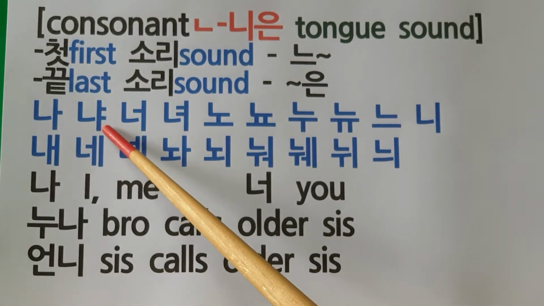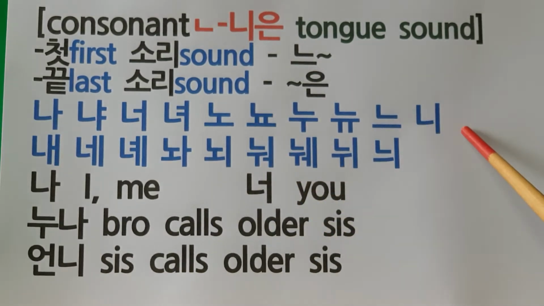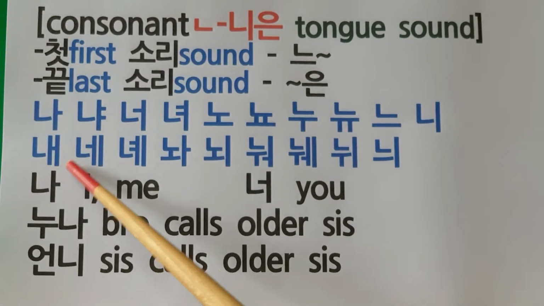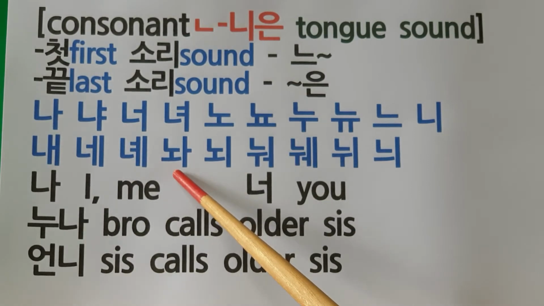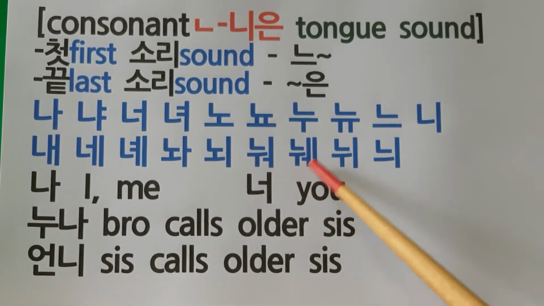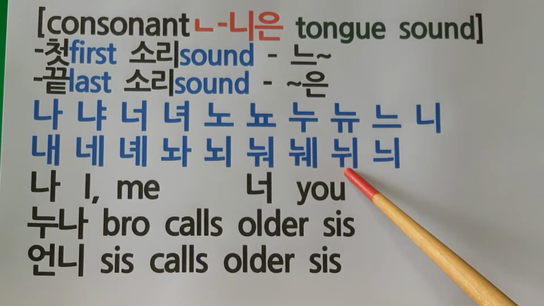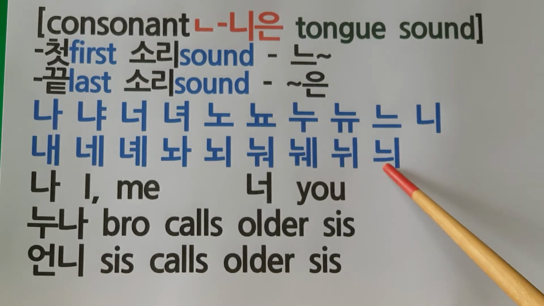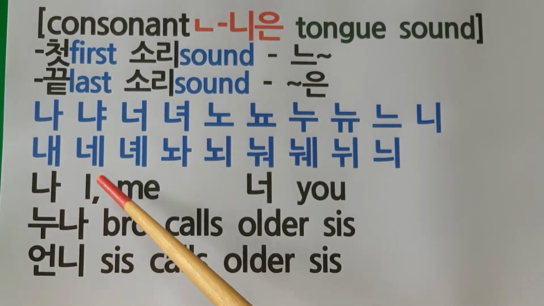Once more. 나냐, 너녀, 노뇨, 누뉴, 느니. 네네. 녜녜, 놔, 뇌, 노, 뇌, 뉘, 니니. Put your lips round. Nui. This is just like a slight smile lips. Ni. Okay?